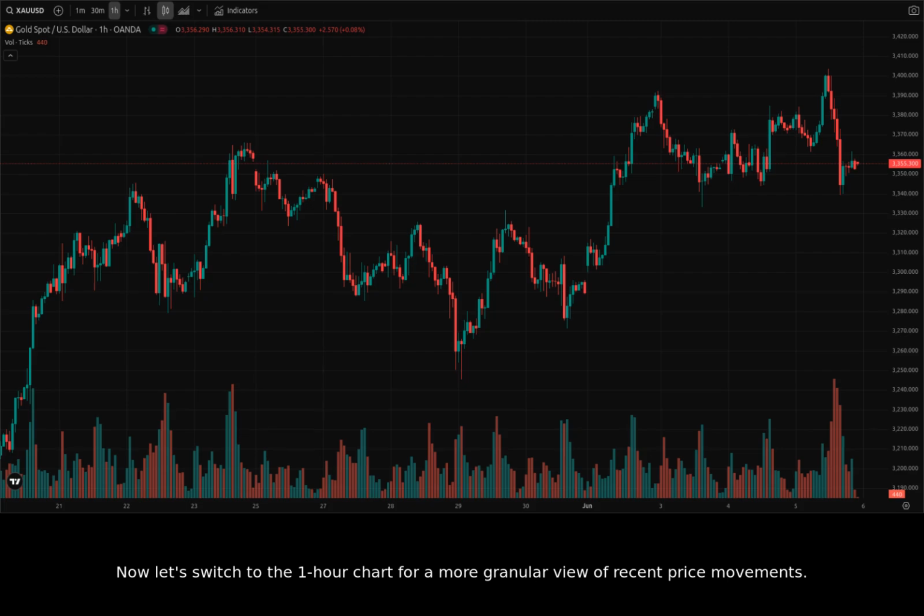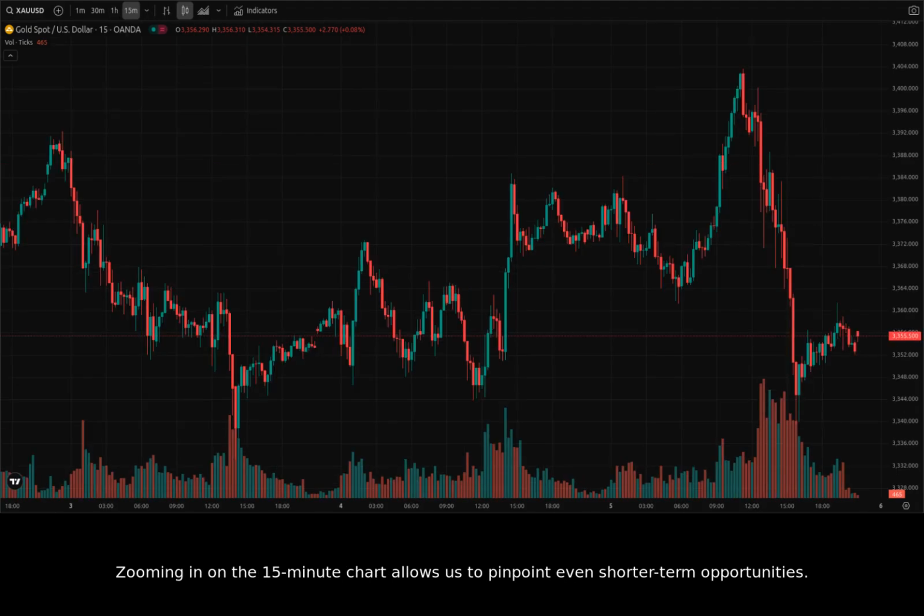Now, let's switch to the one-hour chart for a more granular view of recent price movements. On the hourly chart, we can clearly observe the recent consolidation range. Short-term traders should look for breakouts from this range to identify potential entry points.